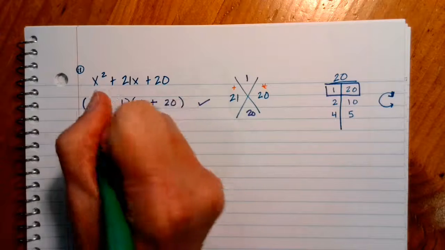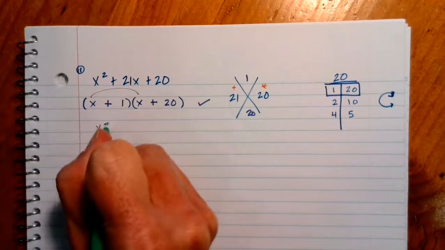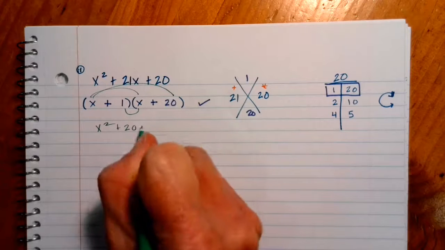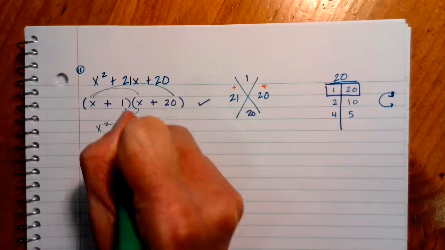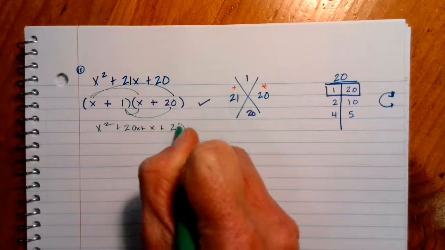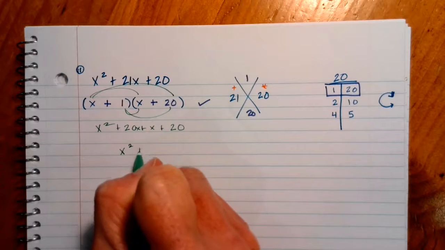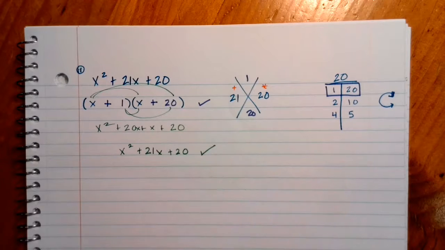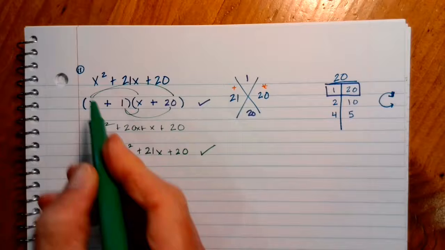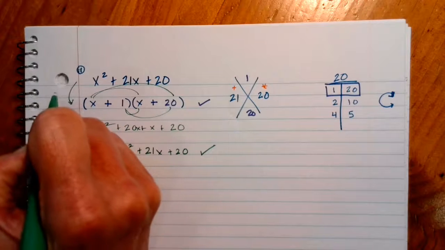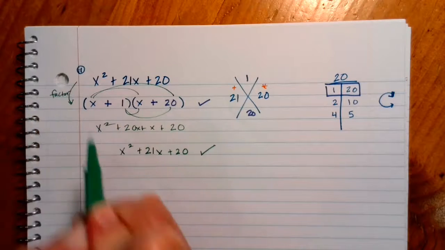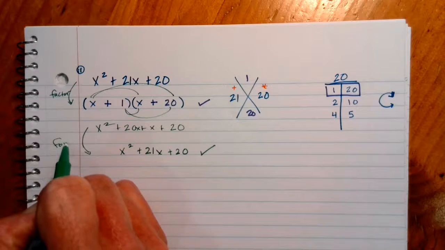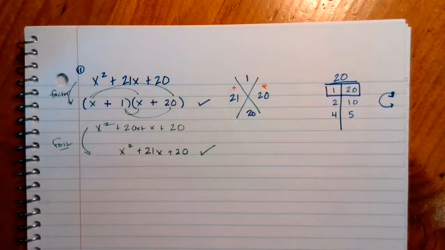If you wanted to double check it, of course you can FOIL, and then you can see that your first and your outer and your inner products plus your last are going to give you x squared plus 21x plus 20. So yes, this checks, because I was able to factor, and then I was able to FOIL to check. All right, let's try another one.